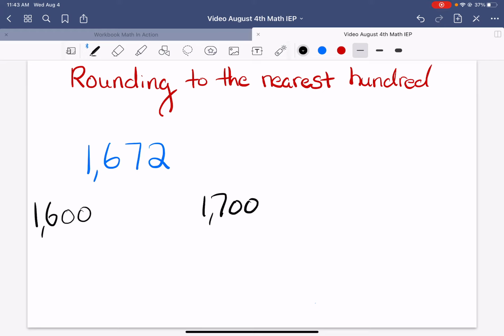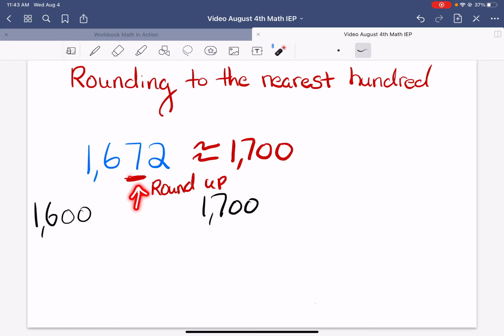So only hundreds. Again, we're going to look at the tens. We're always going to look at this place right here. This 7 is going to choose our hundreds. Since we're rounding hundreds, we're going to take a look at the tens place. So let me underline this. We'll look at this number 7. 5, 6, 7, 8, and 9. We're going to round up. So 1,672 is approximately 1,700 because we're going to round up due to this 7 right here.